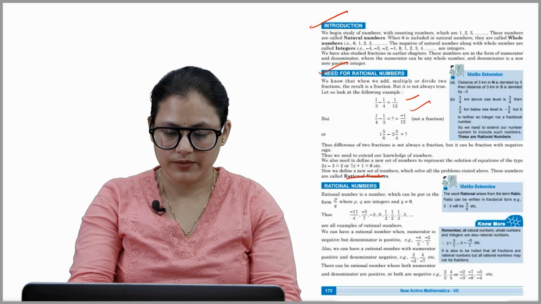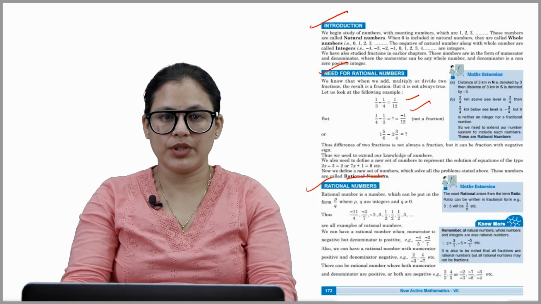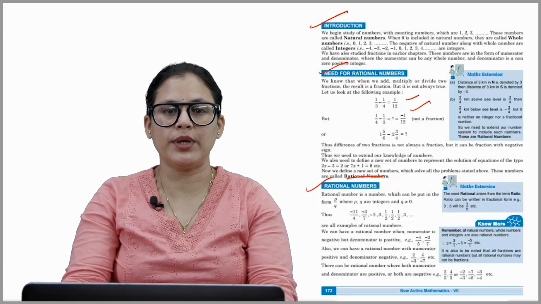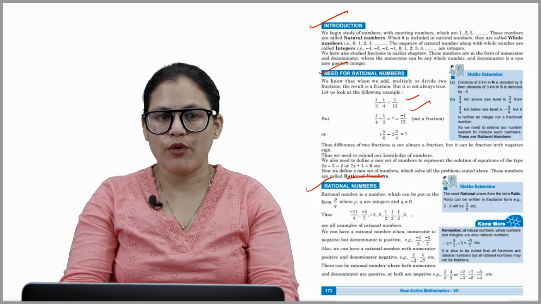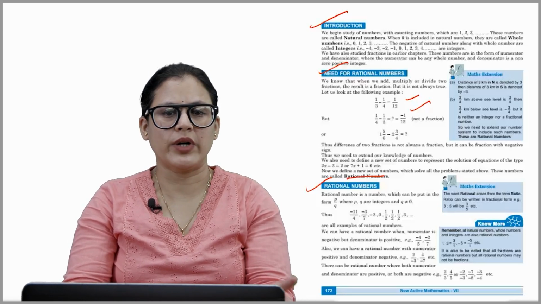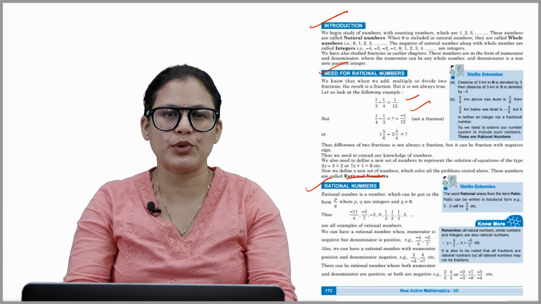Rational numbers. A rational number is a number which can be put in the form p by q, where p, q are integers and q is not equal to 0. Thus, minus 11 by 4, minus 3 by 7, minus 2, 0, 1 by 2. These are all examples of rational numbers.